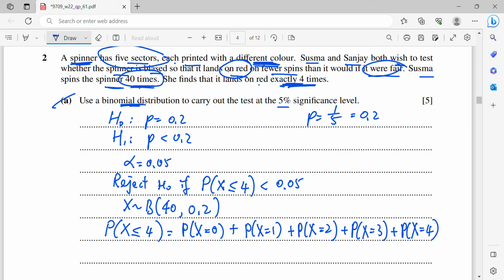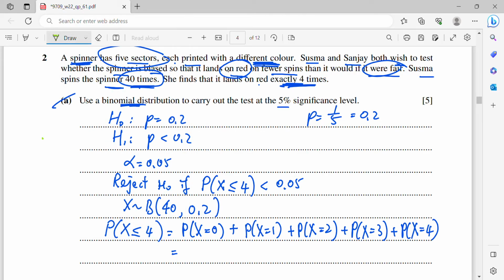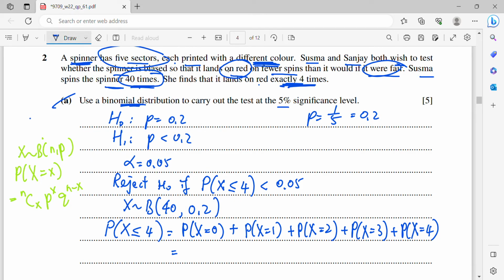Alright, so our formula for binomial is this. If X is binomial distributed with n and p, P(X = x) equals nCx p^x q^(n−x). From here we need to apply the formula whereby n is 40 and p is 0.2, which means I'll get 40C0. For information, 40C0 is 1, so you do not need to write it down.